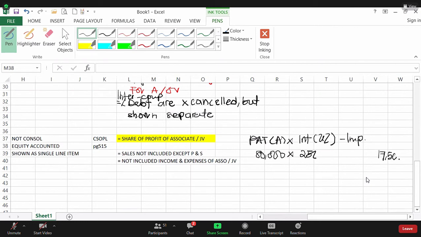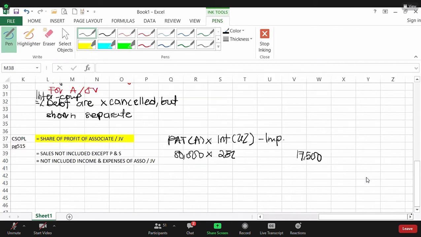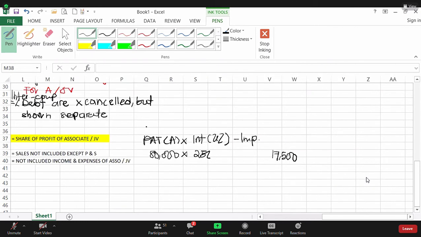17,500, how do you disclose it? You disclose it as share of profit. Because this company is a significant influence, you have to state share of profit of associate. If that company is under unanimous consent, you have to change it to share of profit of joint venture. That's all.